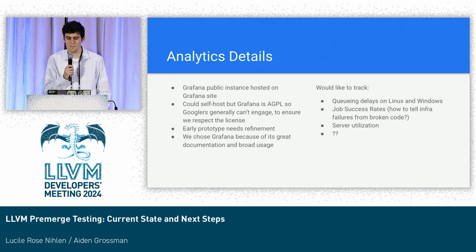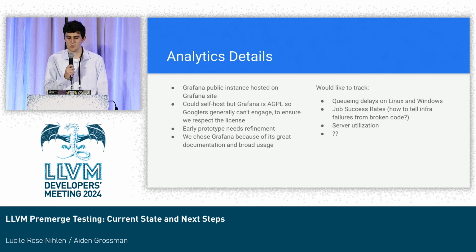So for the analytics details, we're using a Grafana public instance hosted on the Grafana site. We might be able to get some more features if we self-host, but Grafana is AGPL, and we want to make sure we're in full compliance with the license terms there. So it's easier for us to make sure we're in compliance if we're using their hosted version. Right now it's an early prototype that needs refinement, but as you can see from the last slide, everything does work and we can pull all the data in that we need to.